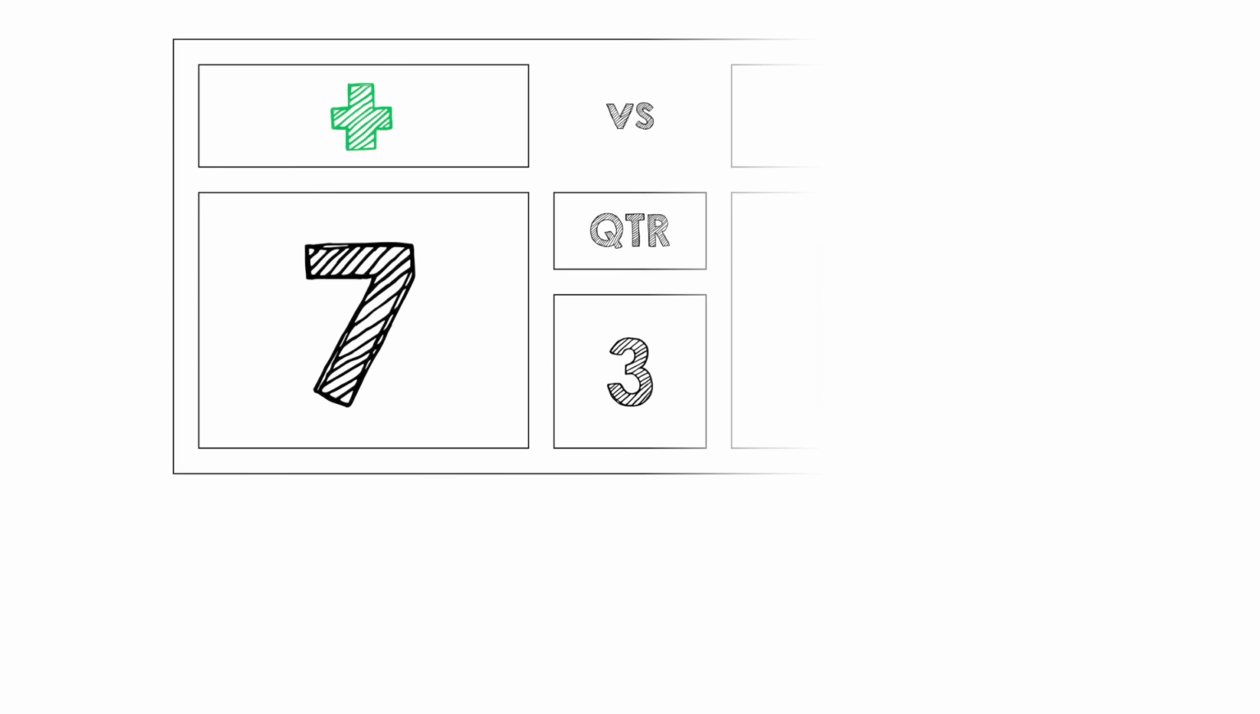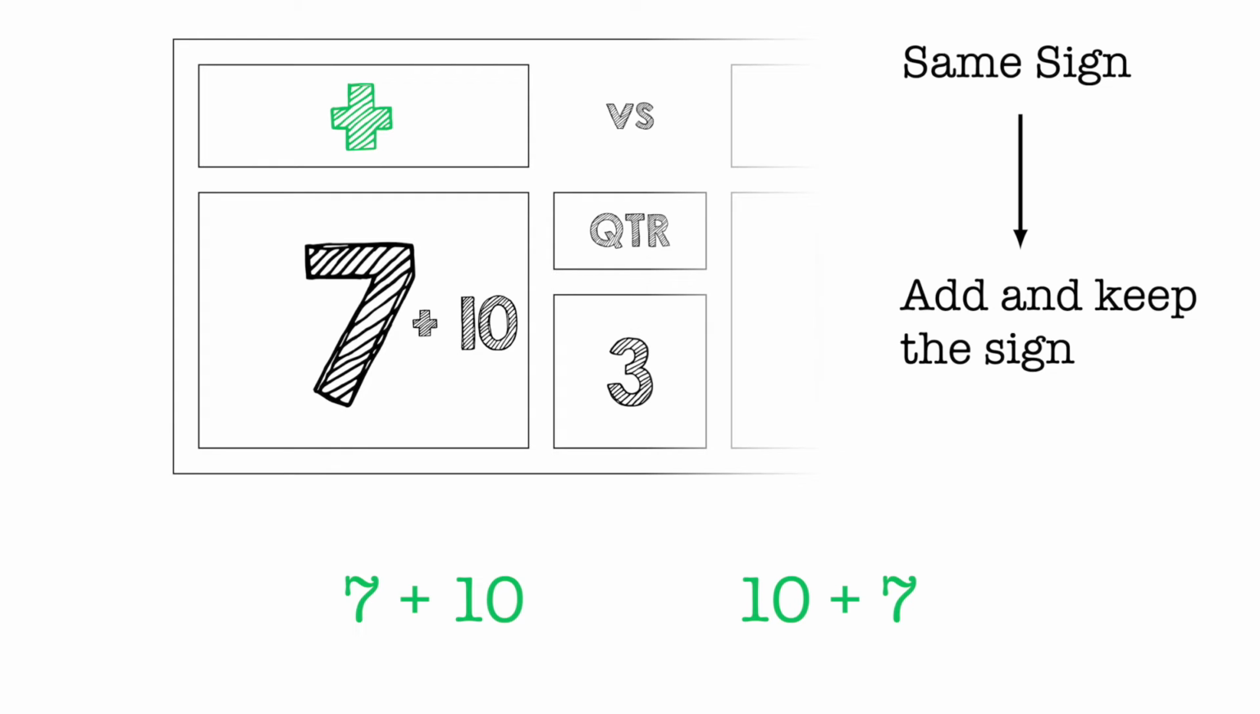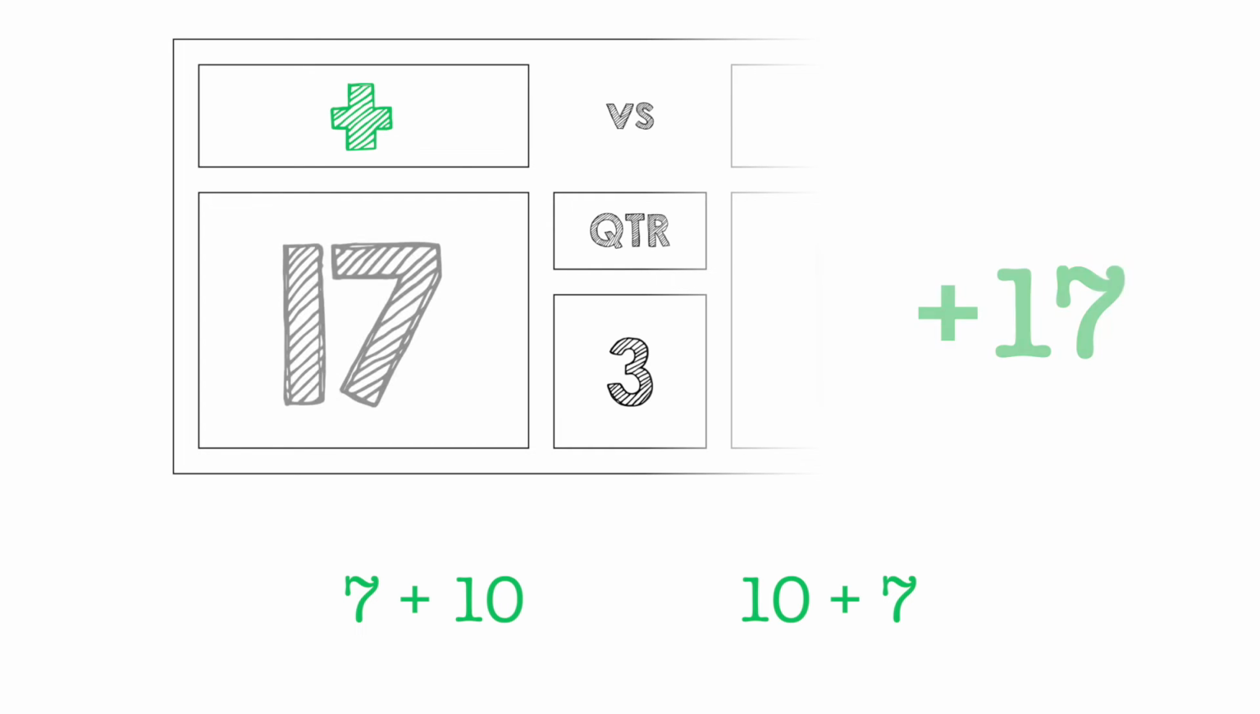At the end of the third quarter, the positive team scores 10 more points. This can be expressed as 7 plus 10 or 10 plus 7. Both numbers in our expression are positive. When both numbers are the same sign, we add and keep the sign. Therefore, the result of positive 7 and positive 10 put together is positive 17.